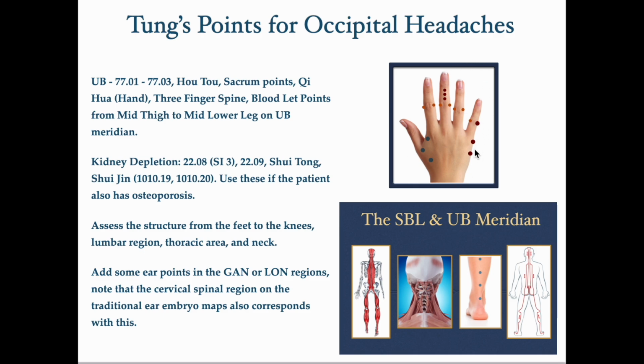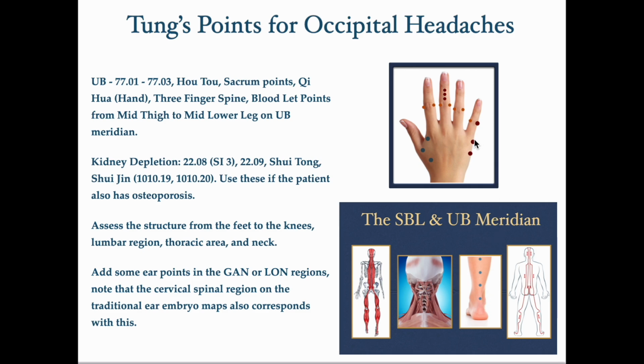These points here in red on the small intestine meridian, they constitute a group of points. You can do all three of them together, or a lot of times you can just do small intestine 3 and 22.09. That's enough with the bladder points, okay? Now, another group of points.